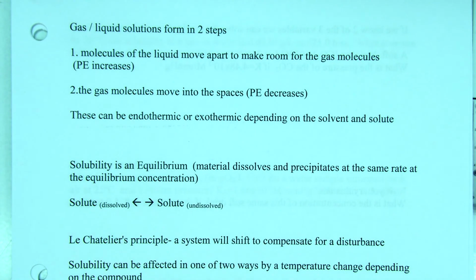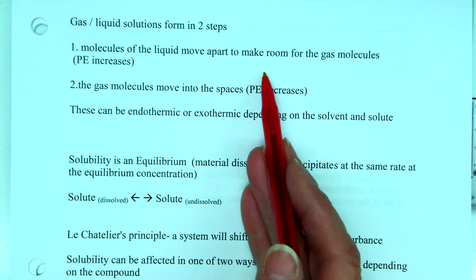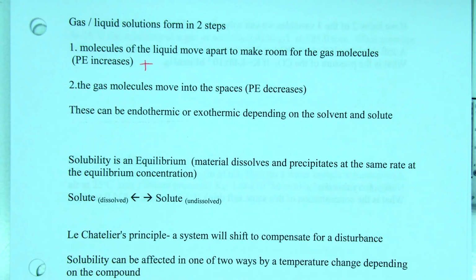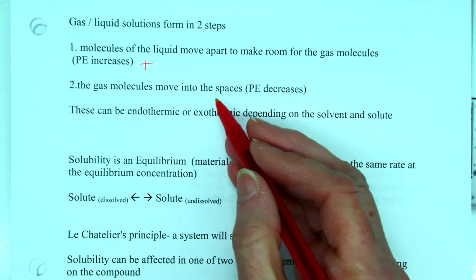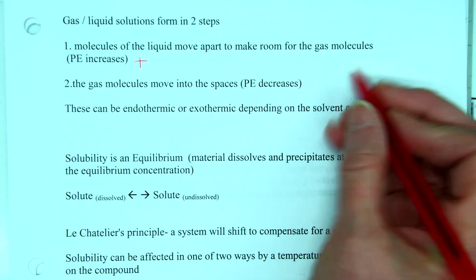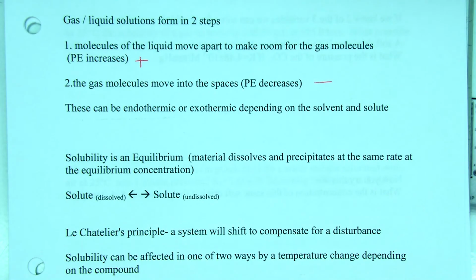Okay, now the last one is the gas-liquid solution. Now the molecules of liquid have to move apart. That takes energy, so that's positive. The gas molecules are already really far apart because gas molecules are far apart. So that one, we don't have to spread apart. So then they move into the spaces and we get randomness, and that's a decrease. So that's a negative number. So again, depending on the magnitude of these two numbers, that can also be positive or negative.